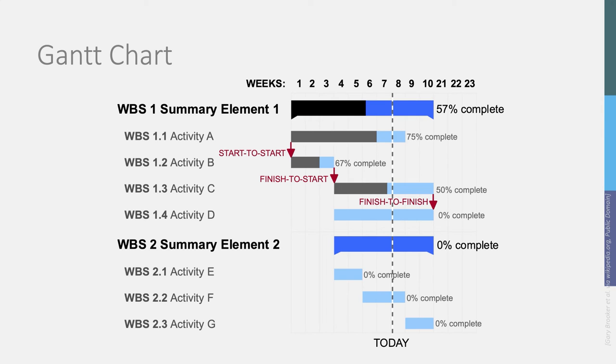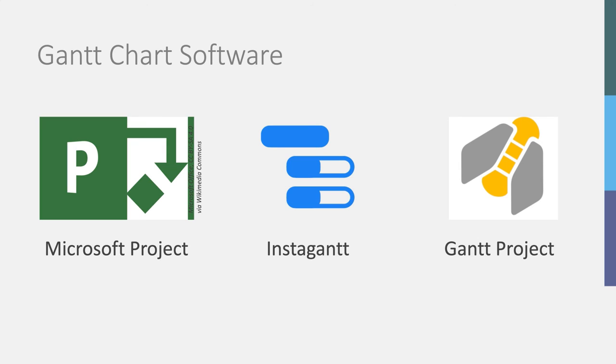In Gantt charts, the level of completion of a task is often indicated by shading the completed percentage of a task. You can create Gantt charts in a very simplified form in Microsoft Excel, but most people use professional project management software these days, such as Microsoft Project, InstaGantt, TeamGantt, or GanttProject.